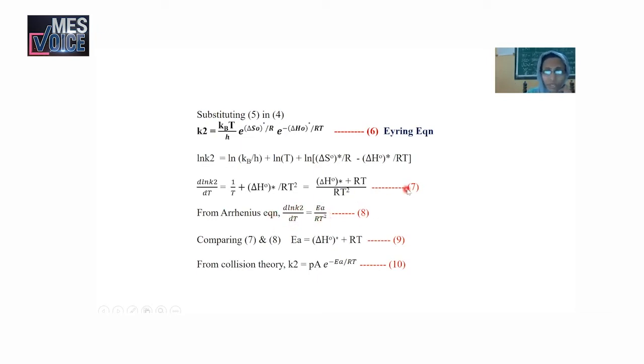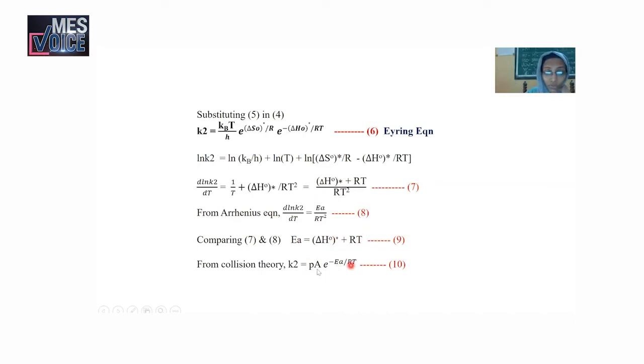Then comparing equations 7 and 8, d by dT of ln K2 is equal to EA by RT square. Okay, so RT square is common, so the numerator EA is equal to delta H0 star plus RT. That is, activation energy is equal to delta H0 star plus RT.